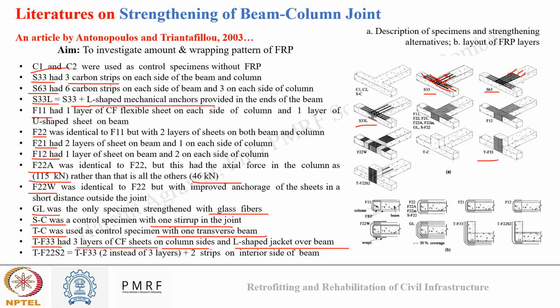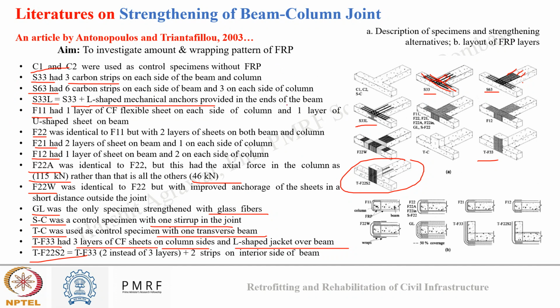So you can see here, this is the TF33 category, and TF22S2 was similar to TF53 plus two strips on the interior side of the beam. So this is the final image. Here you can see there was a carbon fiber sheet and two strips on the interior side of the beam also that were provided. So these were all the samples that they tested and evaluated.